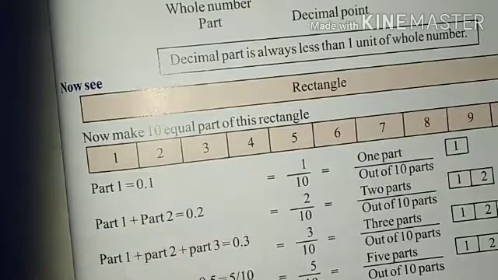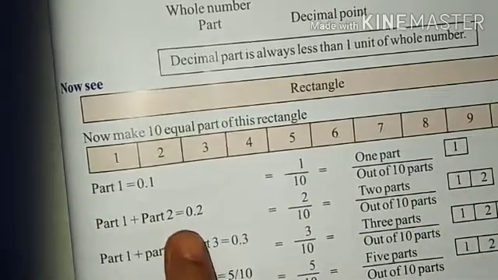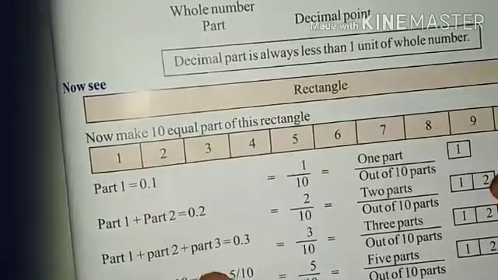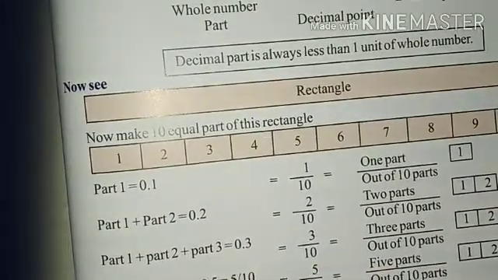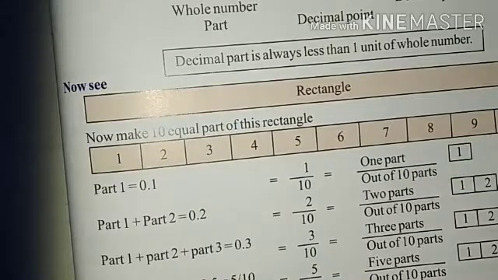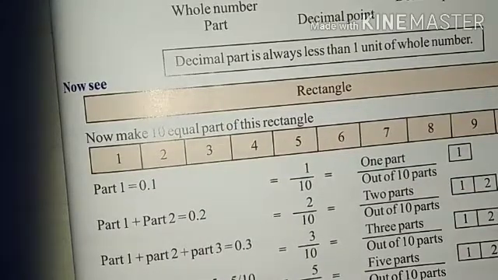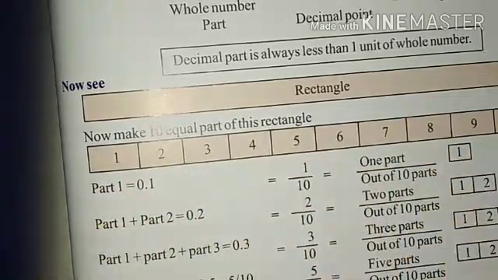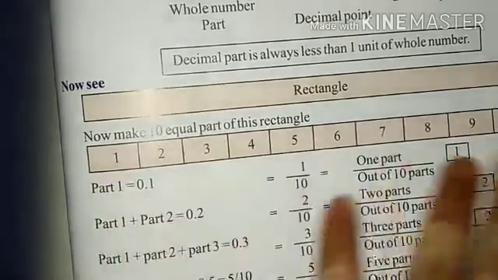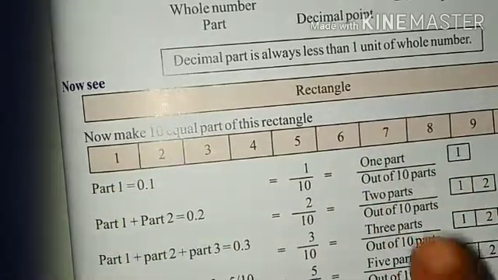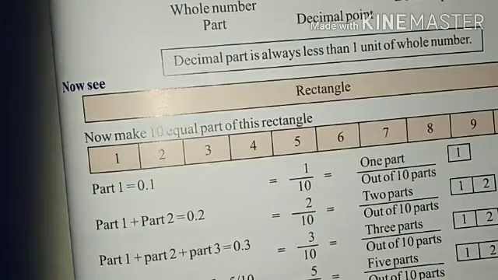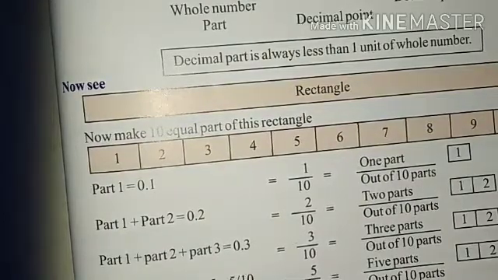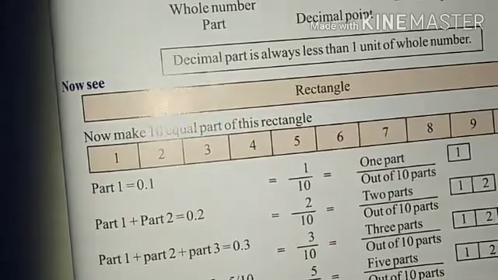Similarly, if we take two parts out of 10, we write it 0.2. When we take three parts out of 10, we write it 0.3. Five parts is called 5 by 10, that is, we write it as 0.5. Similarly, we can divide this into 100 parts also. If we take one part out of 100 parts, we say 1 by 100, and we write it as 0.01.